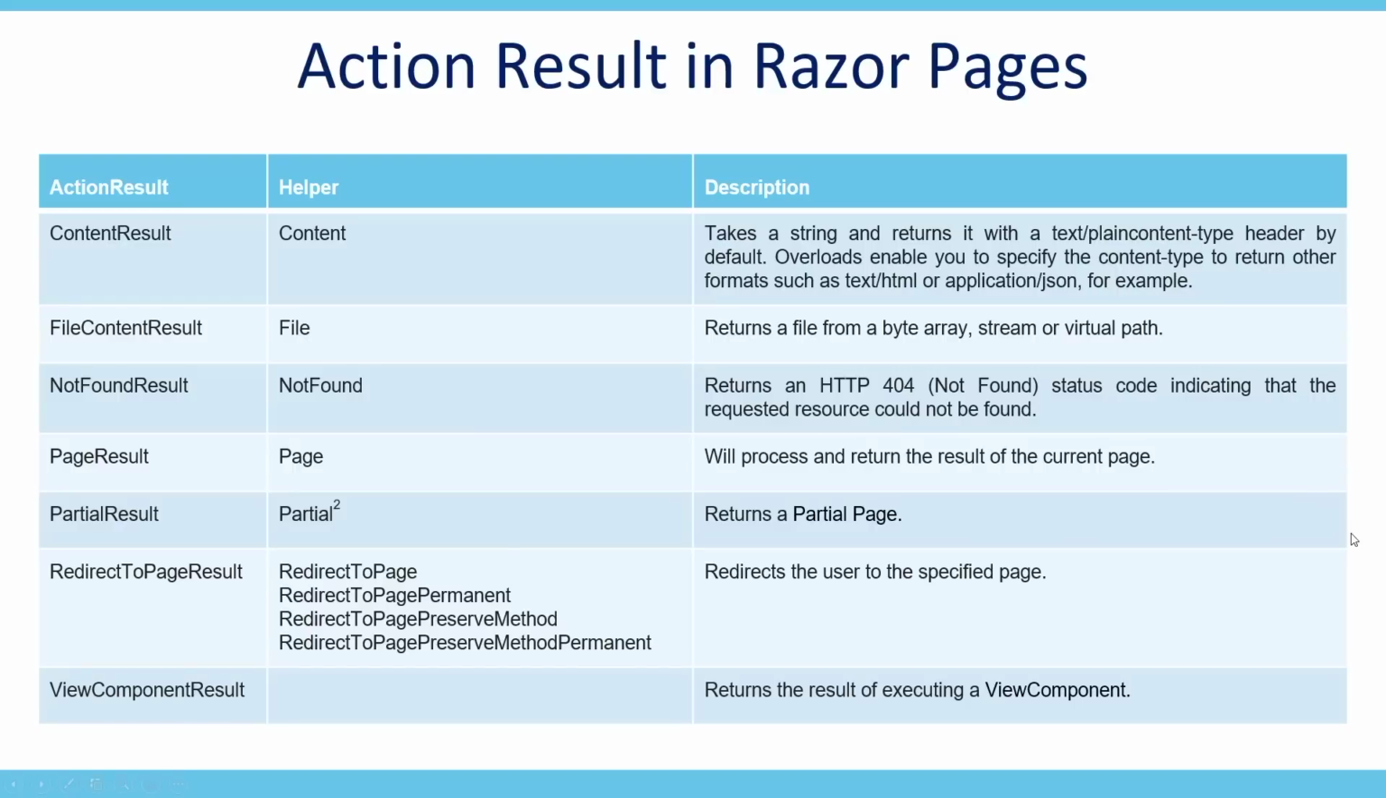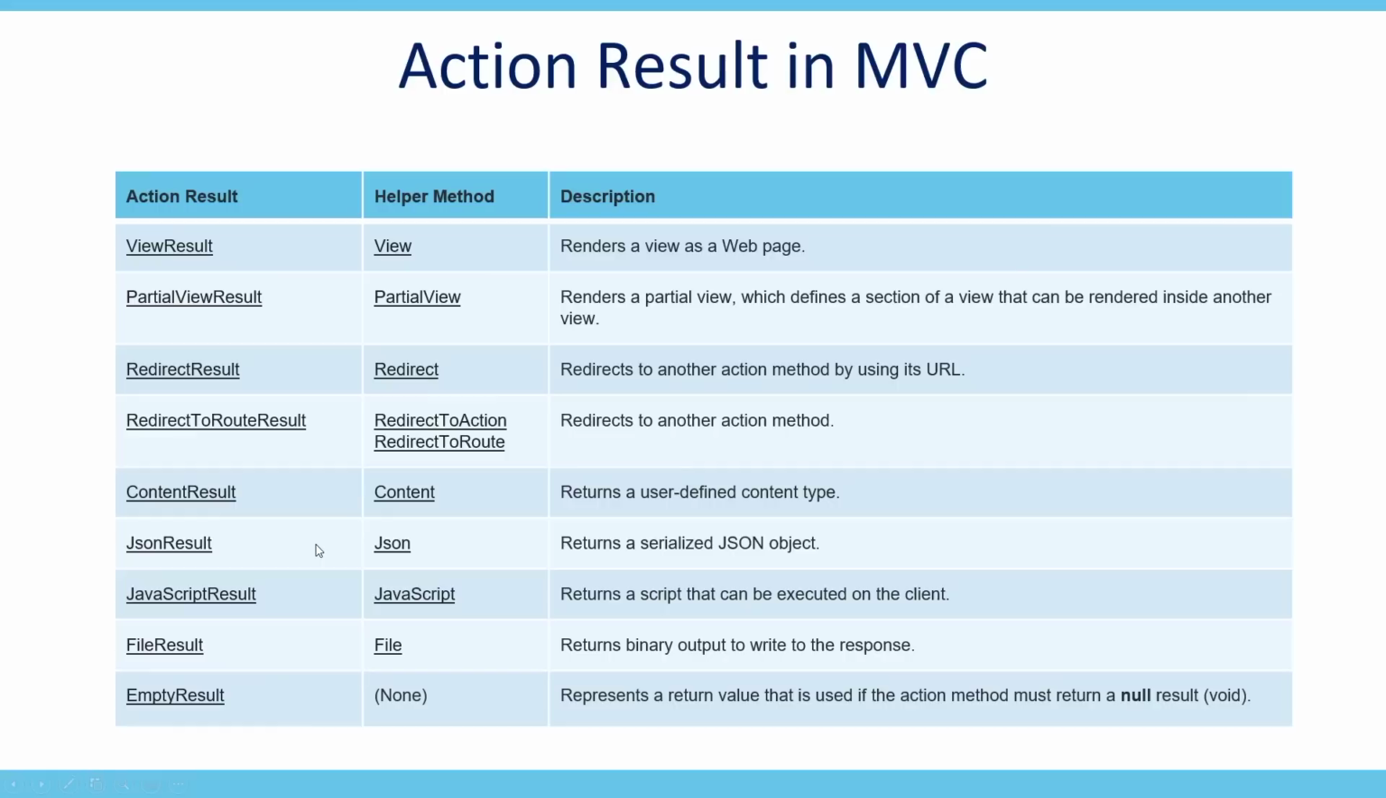First, let's take a look at what is there in Razor Pages. A Razor page can return content, file, not found, page, a partial result, and redirect to different pages. For all of them, we have return types like ContentResult, FileContentResult, NotFoundResult, PageResult, PartialViewResult, and so on. If we are working with an MVC application, we can return views, partial views, we can redirect to action, return JSON, and so on.